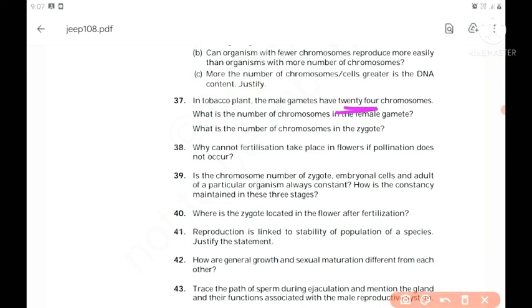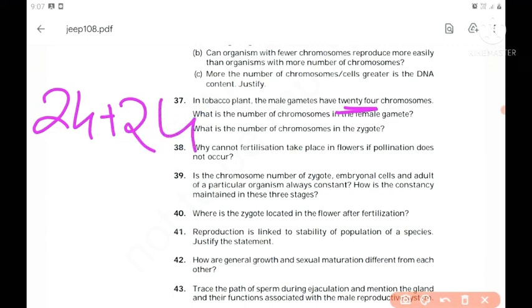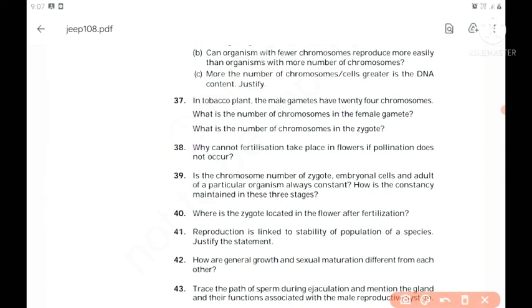Next, what is the number of chromosomes in zygote? 24 plus 24? 48. So 48 chromosomes are there. This was easy. We'll go to the next question. 38. Why cannot fertilization take place in flowers if pollination does not occur?